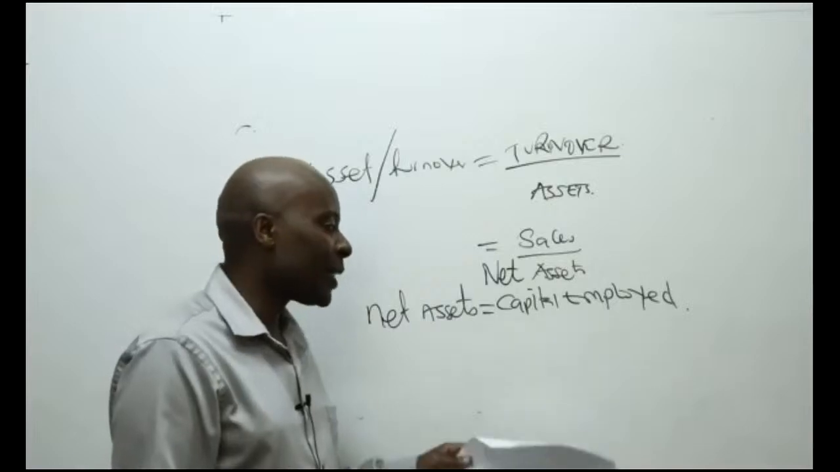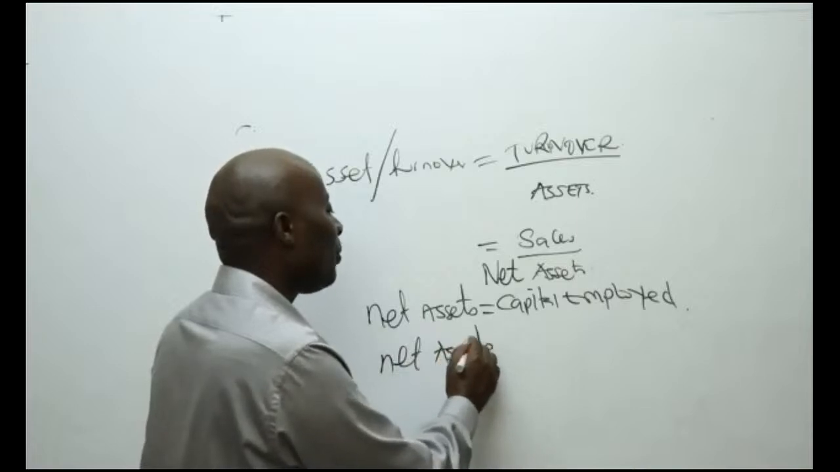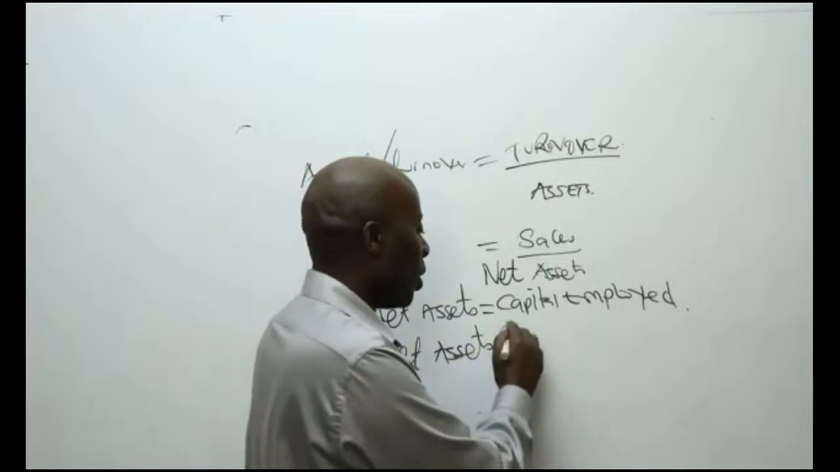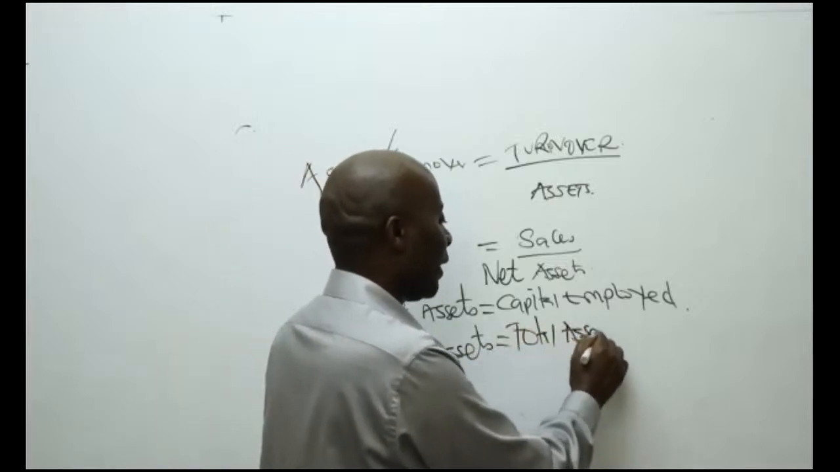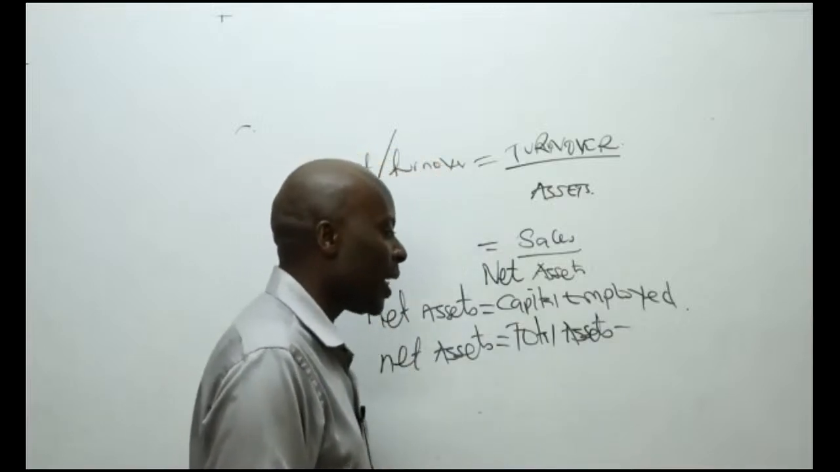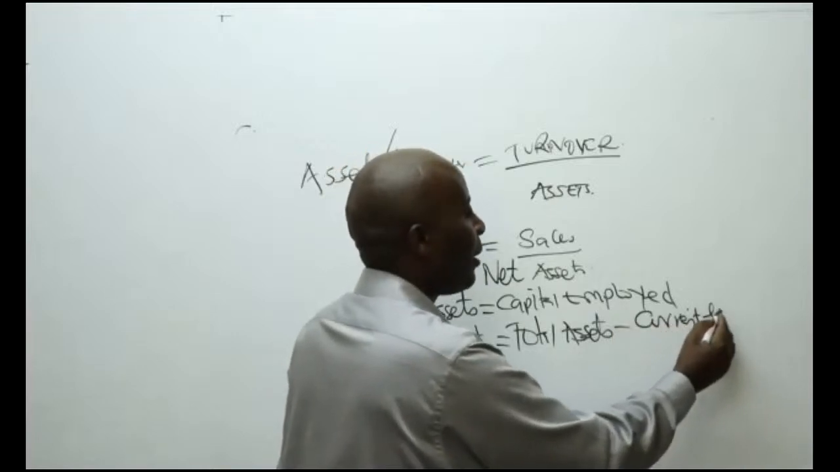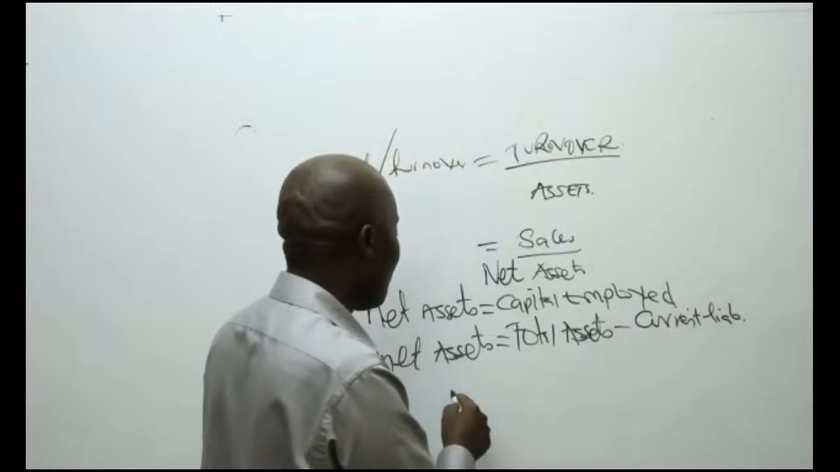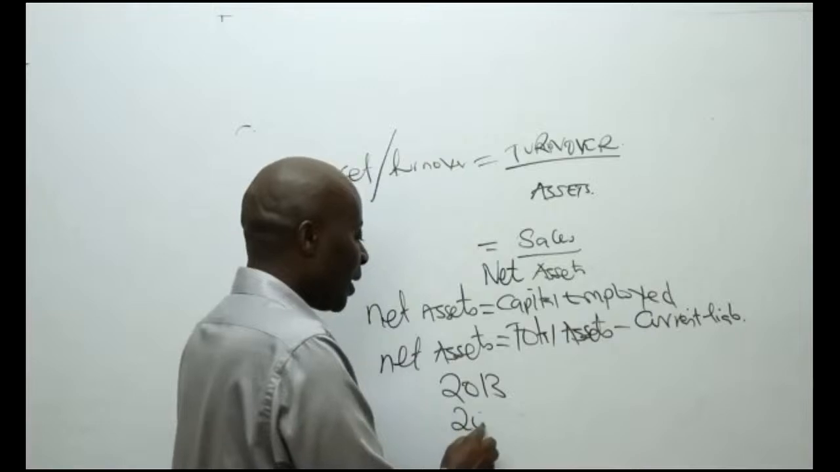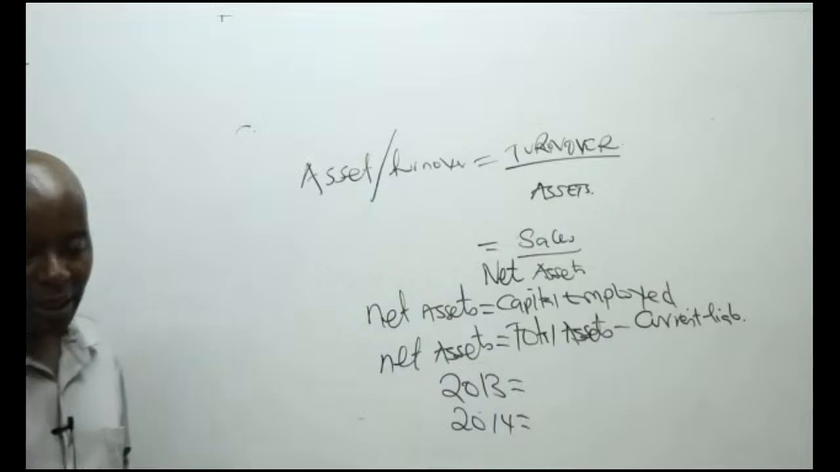And if they're the same as capital employed, a good student should be able to remember the formula of getting net assets, where our net assets will be equal to total assets minus current liabilities. And if my memory serves me well, we have the net assets for the year 2013, and we have the net assets for the year 2014. Will you kindly remind us these figures?